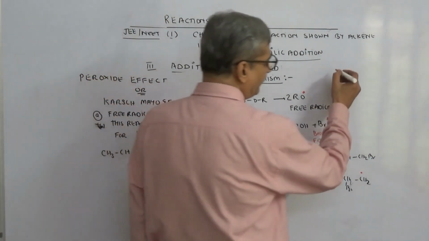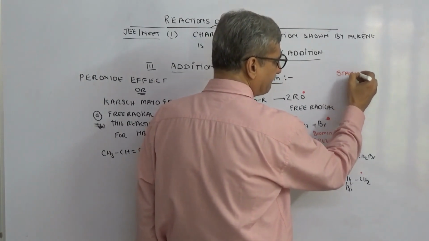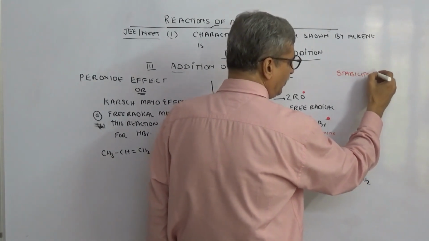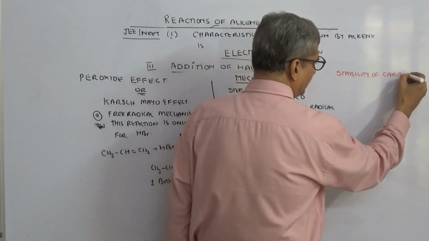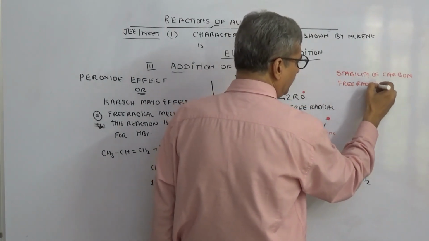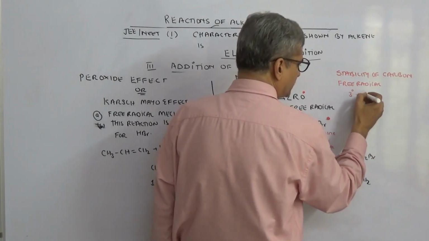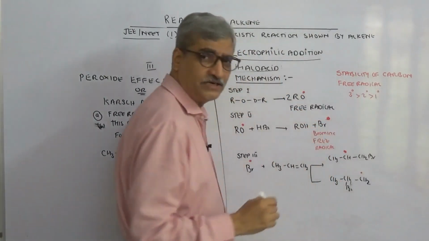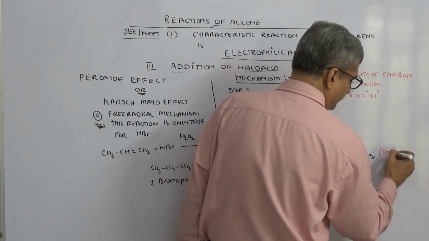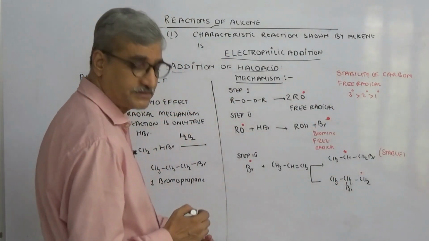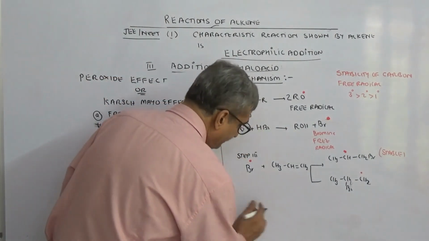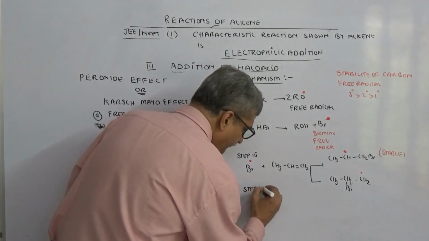Now stability of carbon free radical is given by what? These are themselves a question in entrance exams. Stability of carbon free radical is tertiary greater than secondary greater than primary. So you can understand this will be more stable, and if this is more stable, this is what is going to get formed. So what will this secondary free radical do?